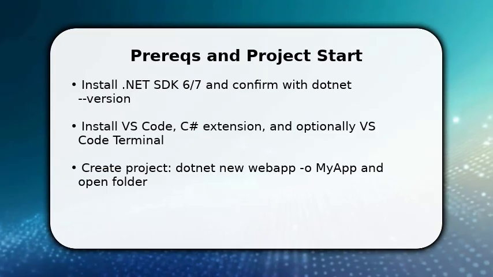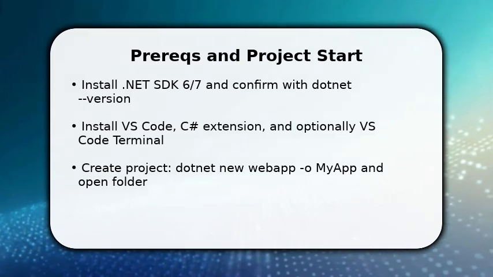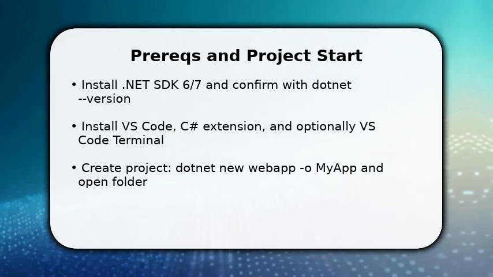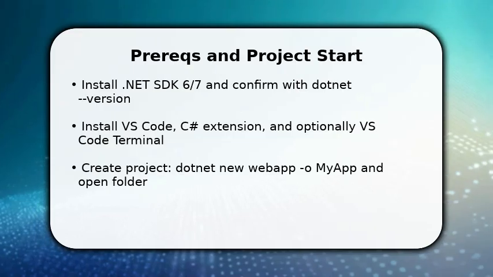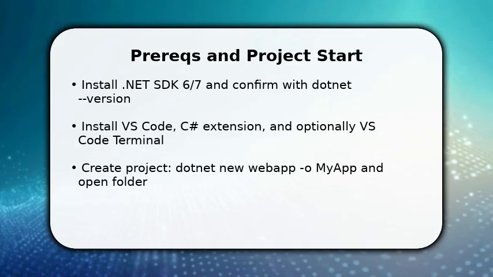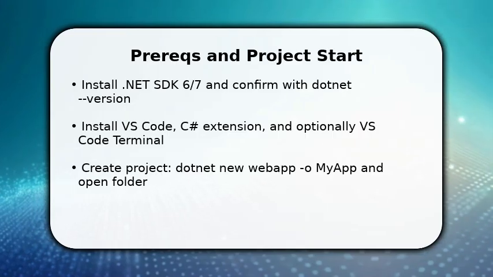You need the .NET SDK and VS Code with the C# extension. Once installed, open a terminal. Create a new ASP.NET project using dotnet new webapp on MyApp, and then open that folder in VS Code. Make sure the project file, csproj, appears in Explorer so the editor recognizes the workspace.